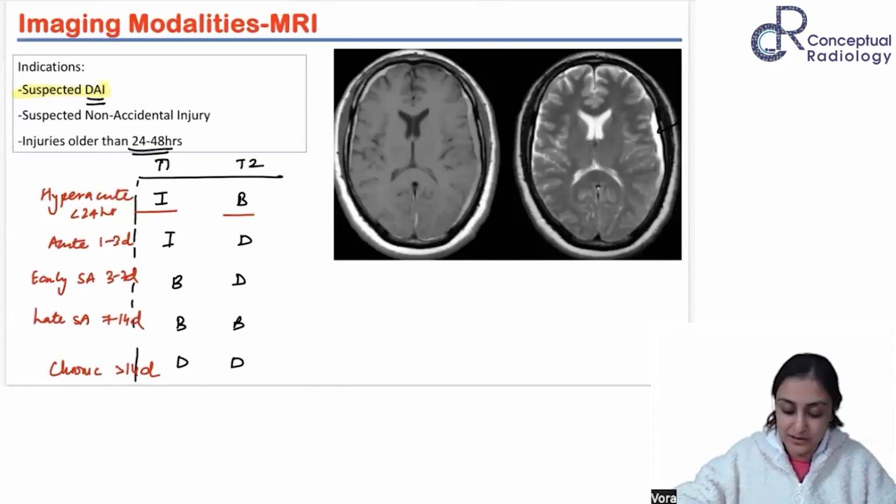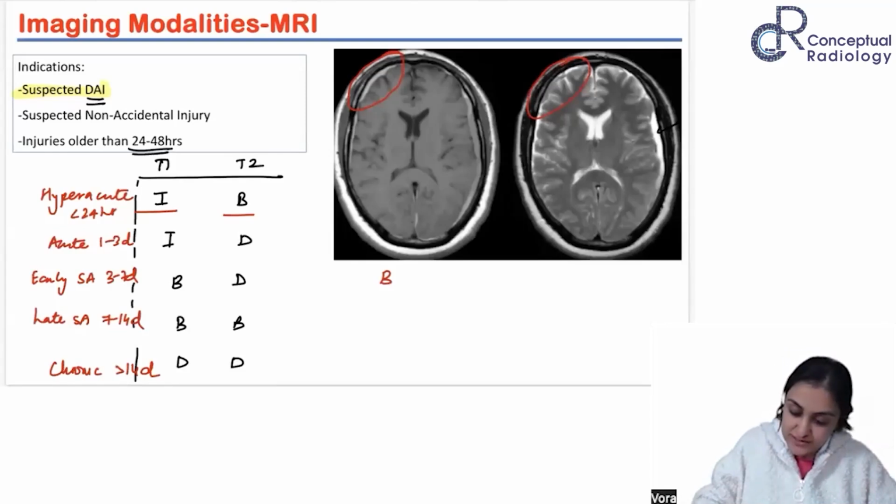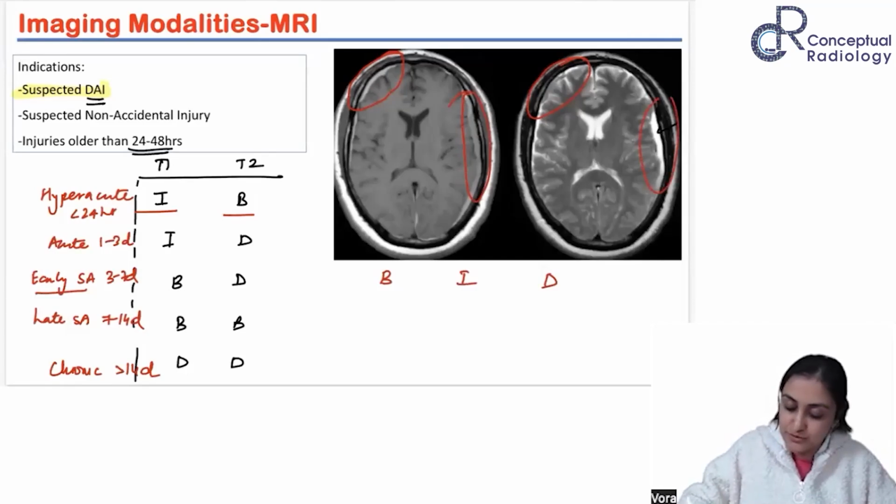So let's compare here. What you see on the right side is hyperintense. So this is bright. And what you see on the T2 weighted image here is that it is almost isointense, slightly hypointense. So right sided, what it matches with is an early subacute sort of SDH. And on the left side, you can see it's almost intermediate to isointense and it is bright on T2. So it matches somewhere with hyperacute.